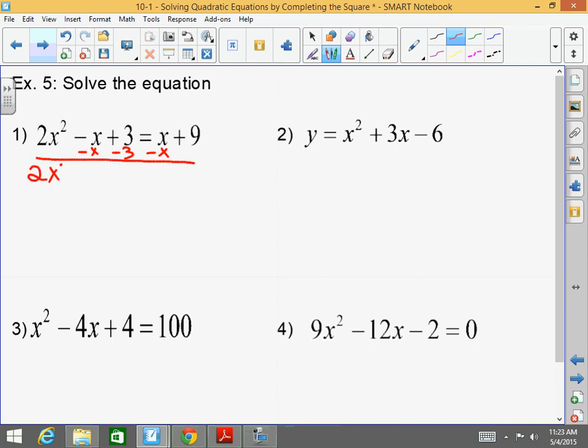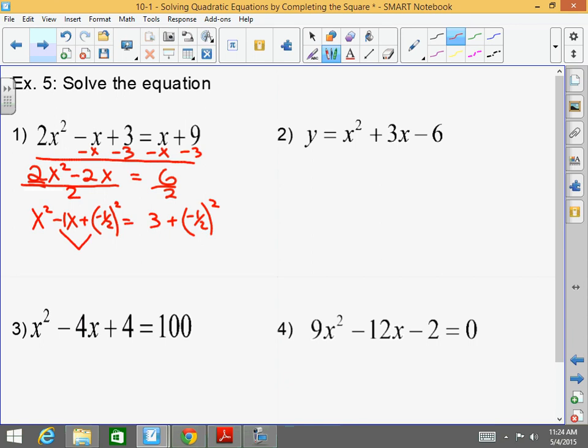This gives me 2x squared minus 2x equals 9 minus 3, which is 6. I cannot have an a in front of the x squared, so I'm going to divide both sides by 2, giving me x squared minus x equals 3. What's my b here? Negative 1. There's an invisible 1 here, gentlemen. So what's my b over 2 squared? Negative 1/2 squared. So I have to add that to both sides.